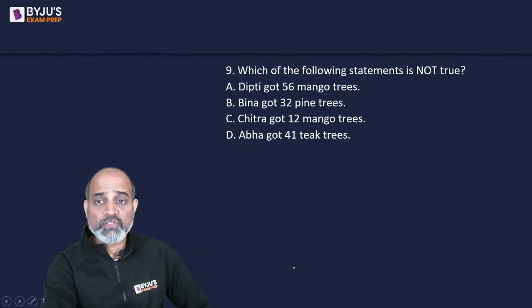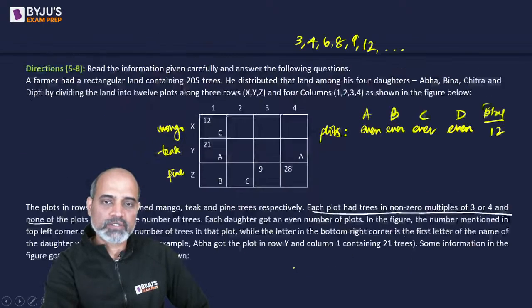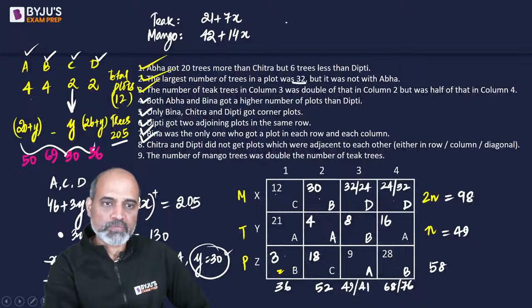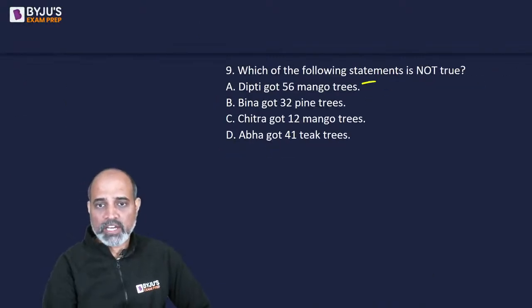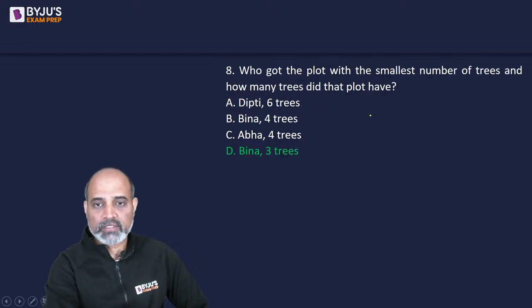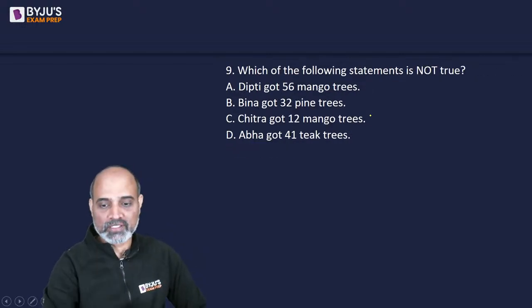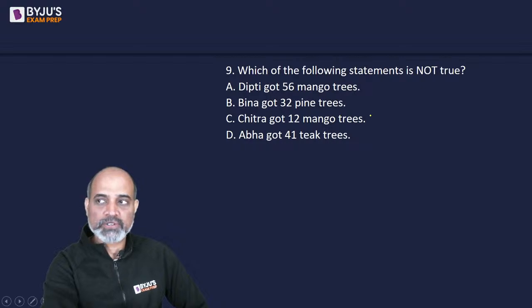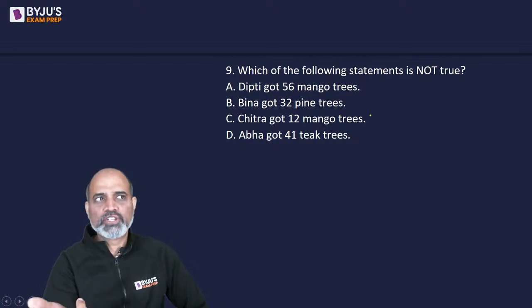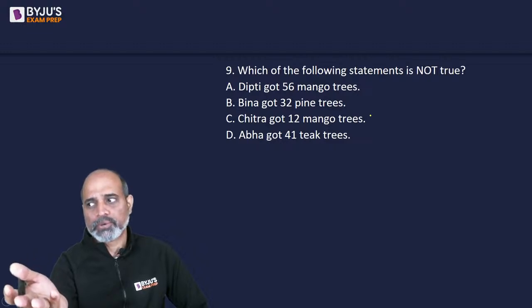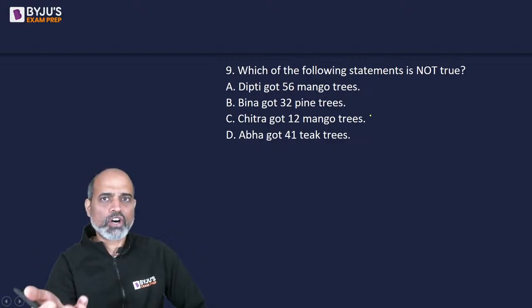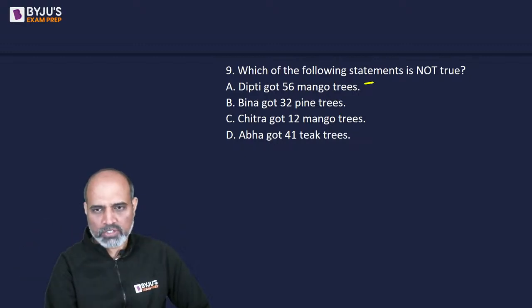Next, which of the following statements is not true? Dipti got 56 mango trees. This is true, right? Sorry, it says mango trees. So Dipti got 56 mango trees. Oh, Dipti had only 2 plots, remember? 24 and 32, which is 56. And they were all mango, it was the first row. So this is obviously true.